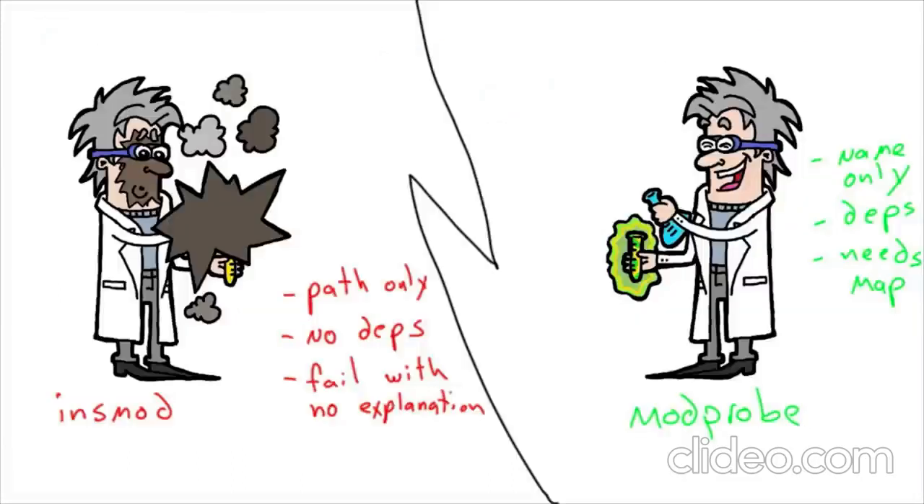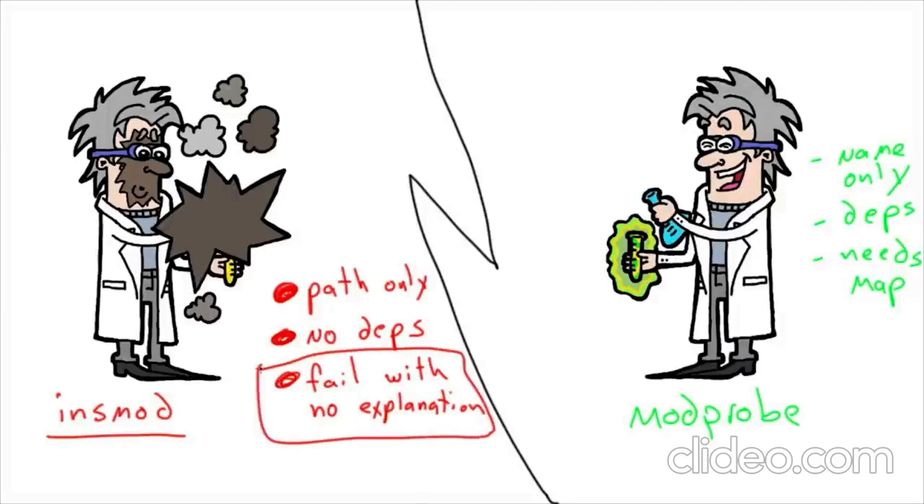So let's compare them to scientists, right? So insmod is a very basic program. You have to give it the full path of the kernel module that you want to install. It doesn't do any dependency checking. It just kind of slams it into the running kernel. And if the module doesn't work, like it's the wrong kernel version or it doesn't have the proper dependencies, it's just going to fail, and it's not going to give you an explanation as to why. It's just going to say, well, I crammed it in there and it didn't work.